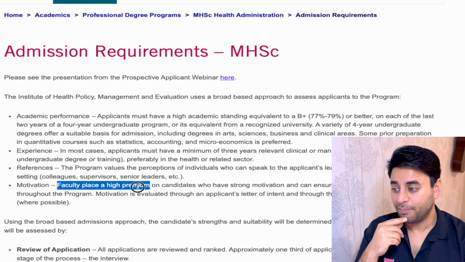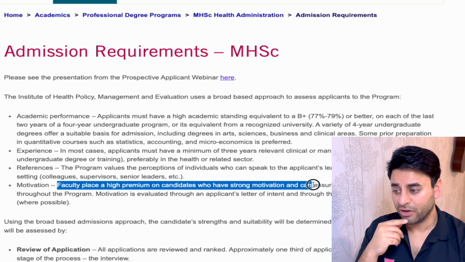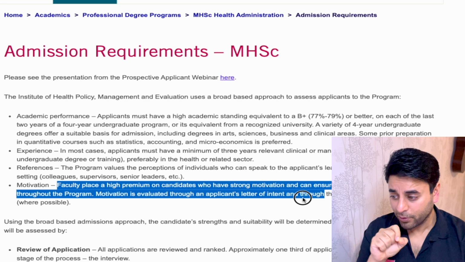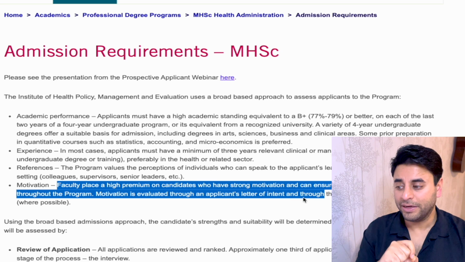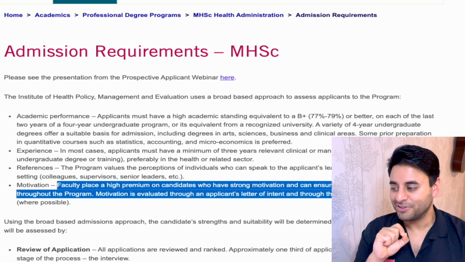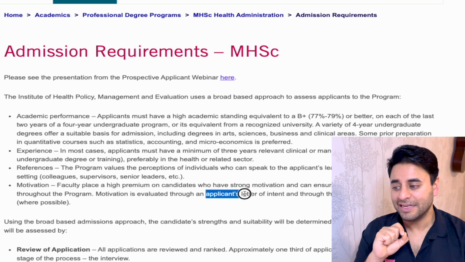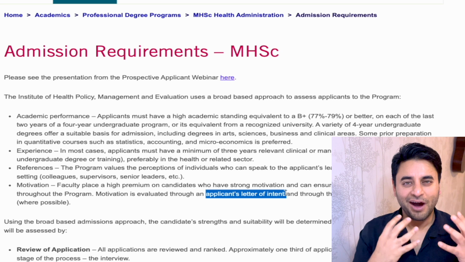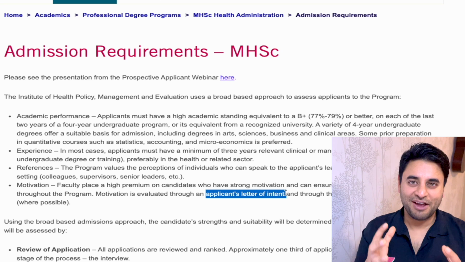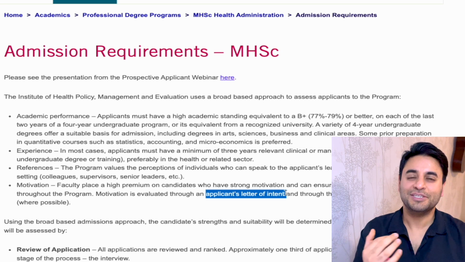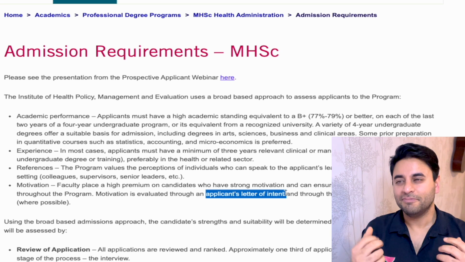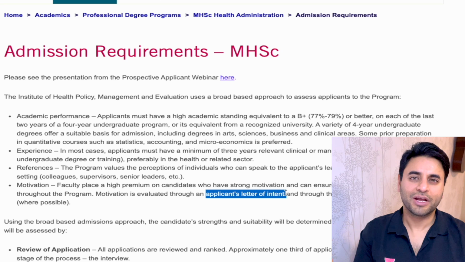The faculty has a high premium on candidates who have strong motivation and can ensure ongoing commitment throughout the program. Motivation is evaluated through an applicant's clear letter of intent and through admission review process. So all they are trying to say is the letter of intent that you will provide should give us an information of how motivated you are to apply for this program, to perform well, to deliver all the assessments, to learn, and to be like, just a person who's not going to give up so easily.